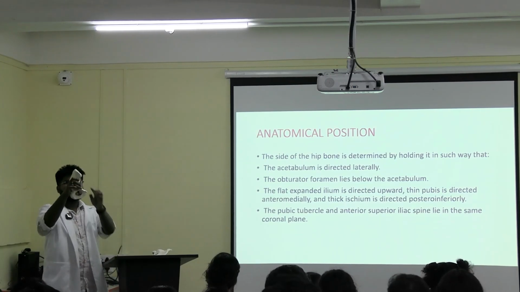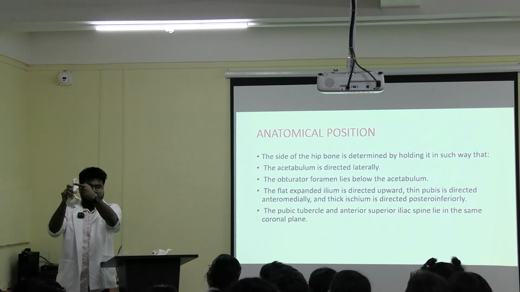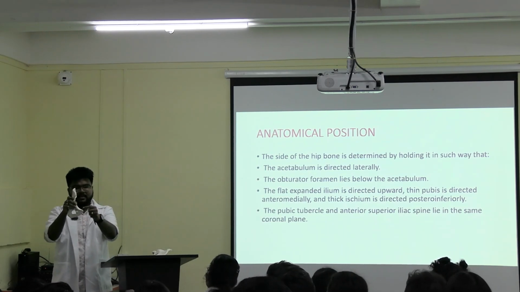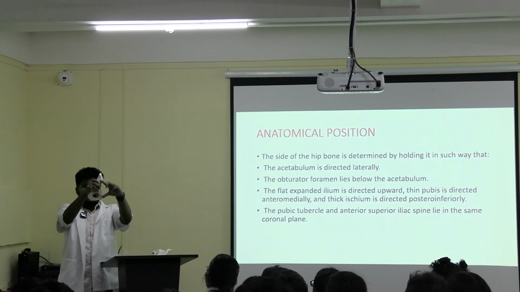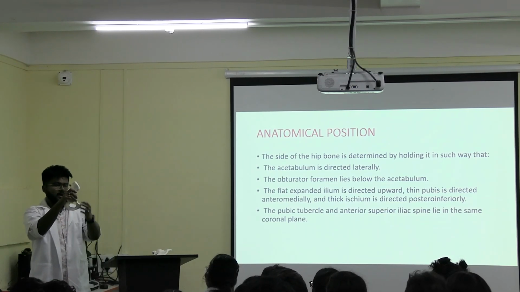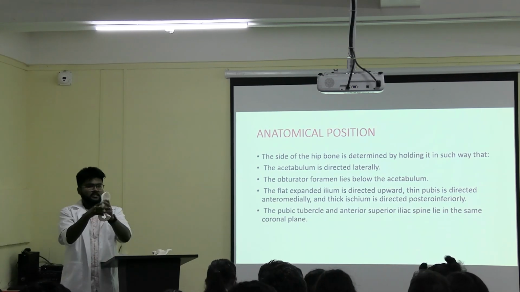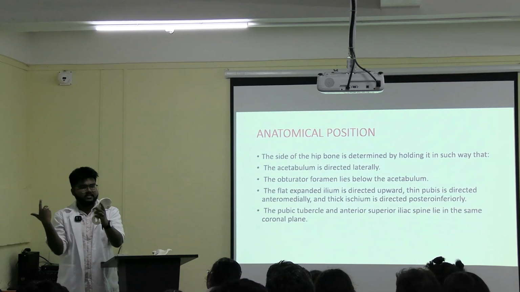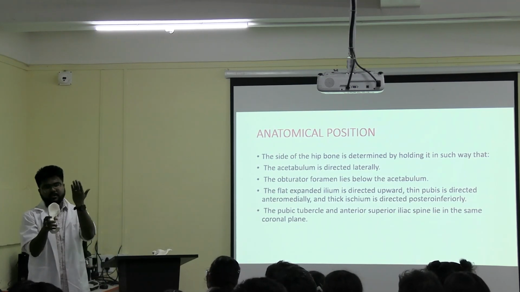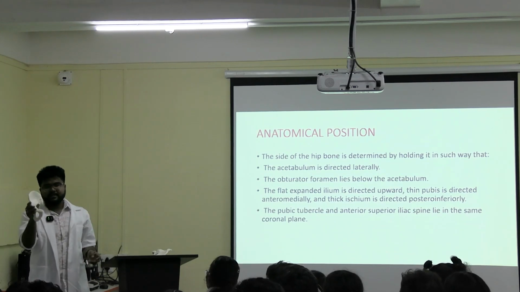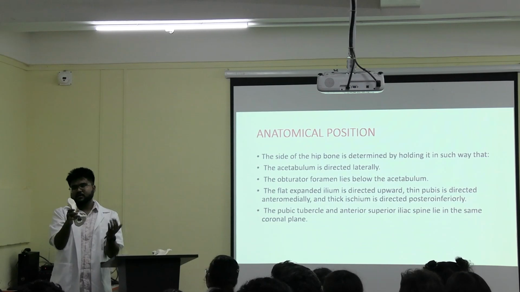You can see here another structure is present. This is called the anterior superior iliac spine. And another structure is present. It is called the pubic tubercle. So this anterior superior iliac spine and pubic tubercle are present in the same coronal plane. And in the anatomical position, this acetabulum is always directed laterally, the ilium part is always directed superiorly, the pubic part is anterior medially, and the ischium part is always posterior inferiorly.